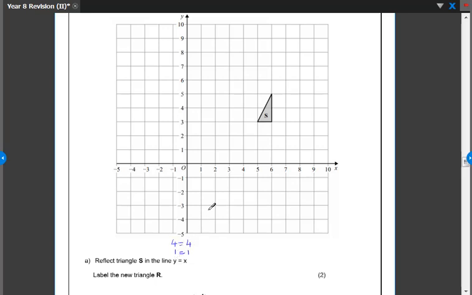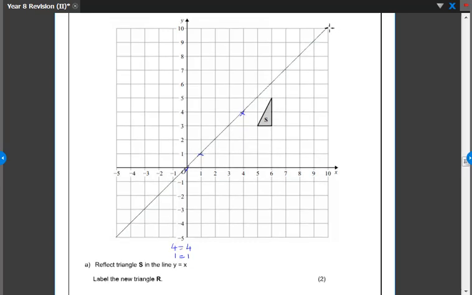Okay, so let's just go to those points on the grid. So it's going to be 1, 1, which is here. 4, 4, which is here. And obviously 0, 0. You only really need 2 points to draw a line, but it's good to put 3 just to check that you didn't make a mistake. So that line is going to look something like this. So that's the line y equals x.